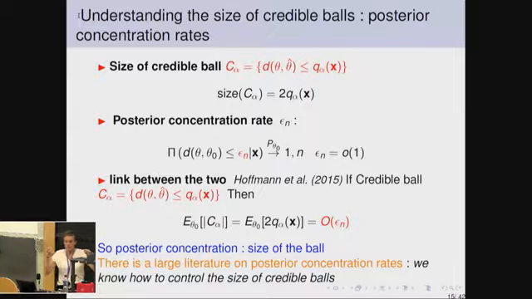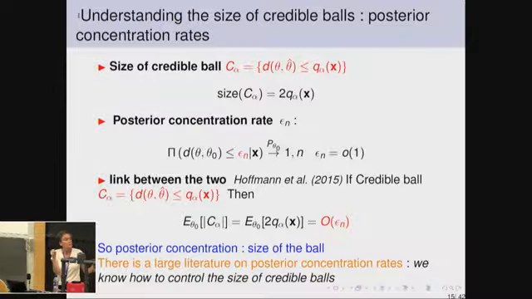posterior mass of this ball goes to 1 as n goes to infinity. Okay? So you're looking at shrinking balls toward the true value of the parameter. And the rate at which the balls shrink, this epsilon n, while still having posterior probability going to 1, this rate gives you the posterior concentration rate. That's what we call the posterior concentration rate. And what the story tells you is that if you have a posterior concentration rate of epsilon n, and if your centering point of your credible ball is good enough, let's say, I'm not going to describe more what it means, then the size of the ball is going to be also of order epsilon n. Okay? So if you understand the posterior concentration rates, then you understand the size of your ball. And what's nice is that now there is a large literature on posterior concentration rates.